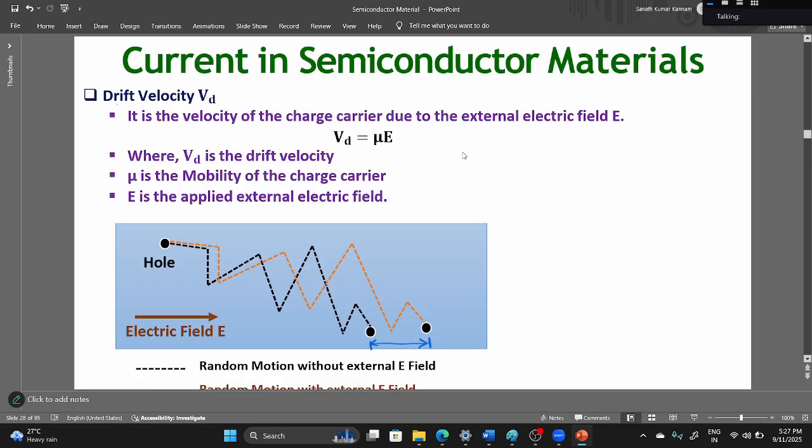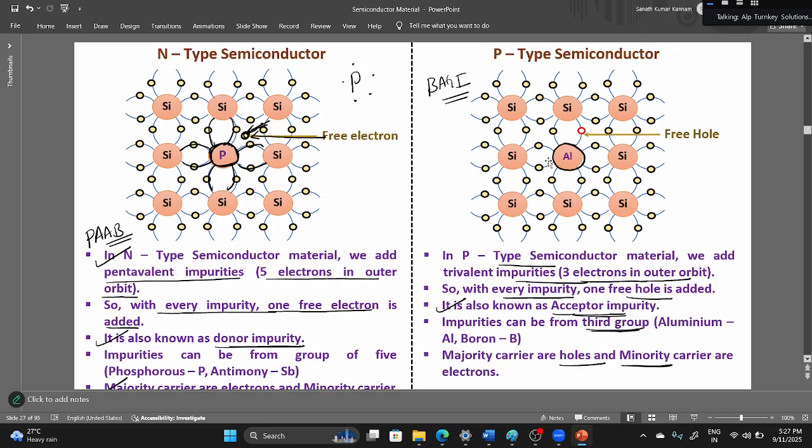Any doubt in this? Give a response. P type and N type semiconductor. What are N type semiconductors? What are P type semiconductors?